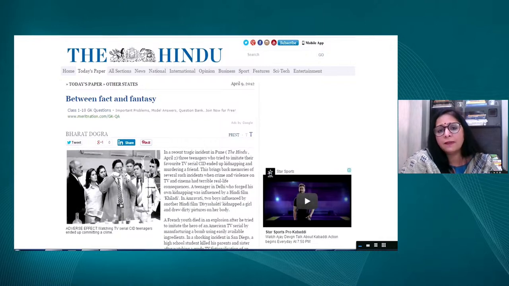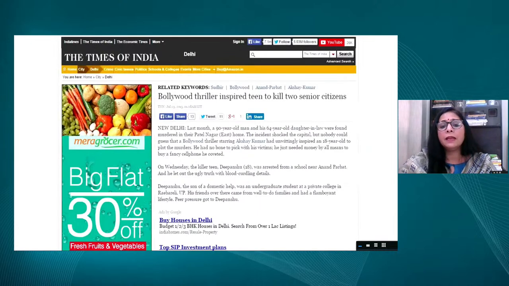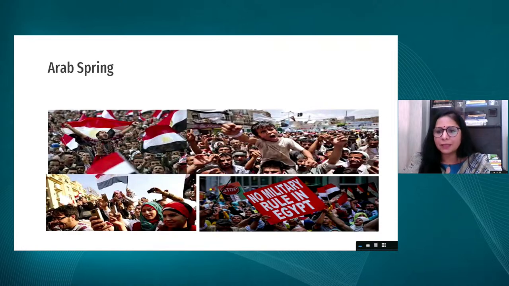Between fact and fantasy, what happened was that there were some students who kidnapped their own classmate, and things happened in such a way that they ended up killing that particular boy. And when they were questioned about what happened, they mentioned that they saw such a thing in their favorite serial, which was CID at that time. Then, Bollywood thriller inspired teen to kill two senior citizens. So these are some of the cases wherein we say there's a negative impact of media. If they see a lot of violent programs, they also get inspired by those programs.